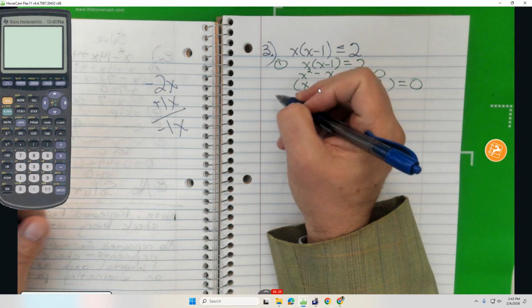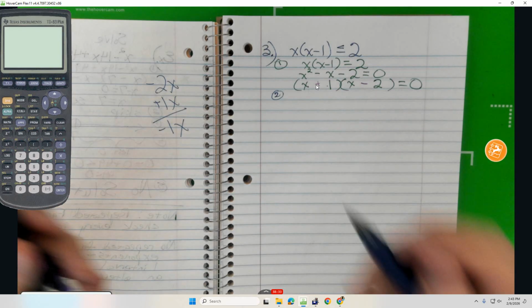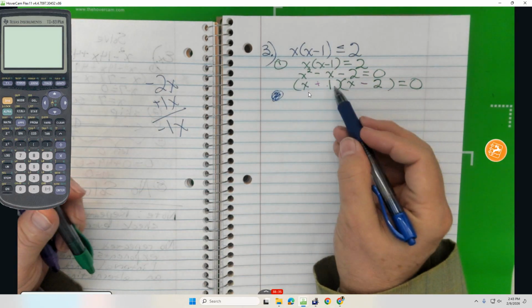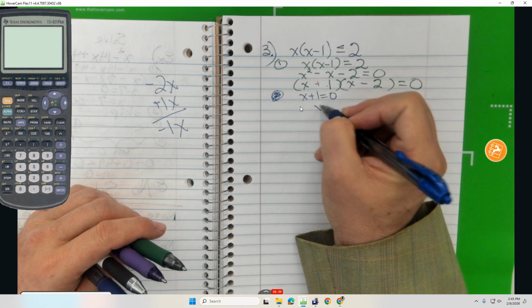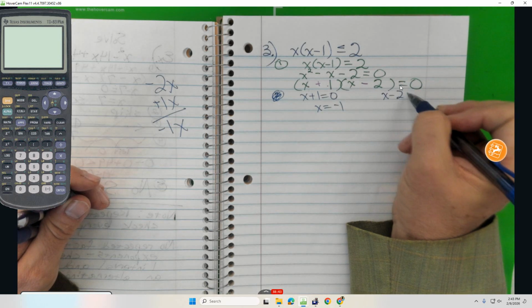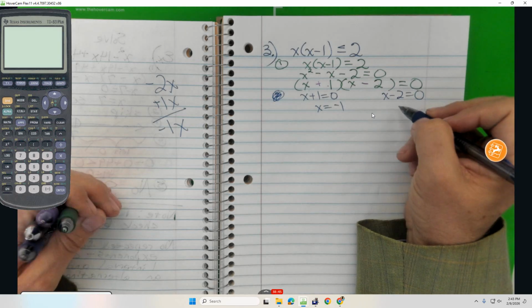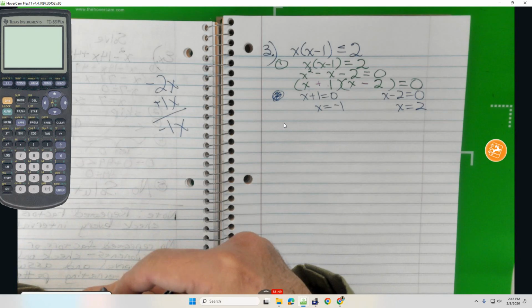Oh, step number 2, denominator cut points. What do we conclude? Oh, wait, I didn't finish this, did I? Setting x plus 1 equal to 0, that gives me x equals negative 1. Setting x minus 2 equal to 0, that gives me a positive 2. These are my solution cut points.